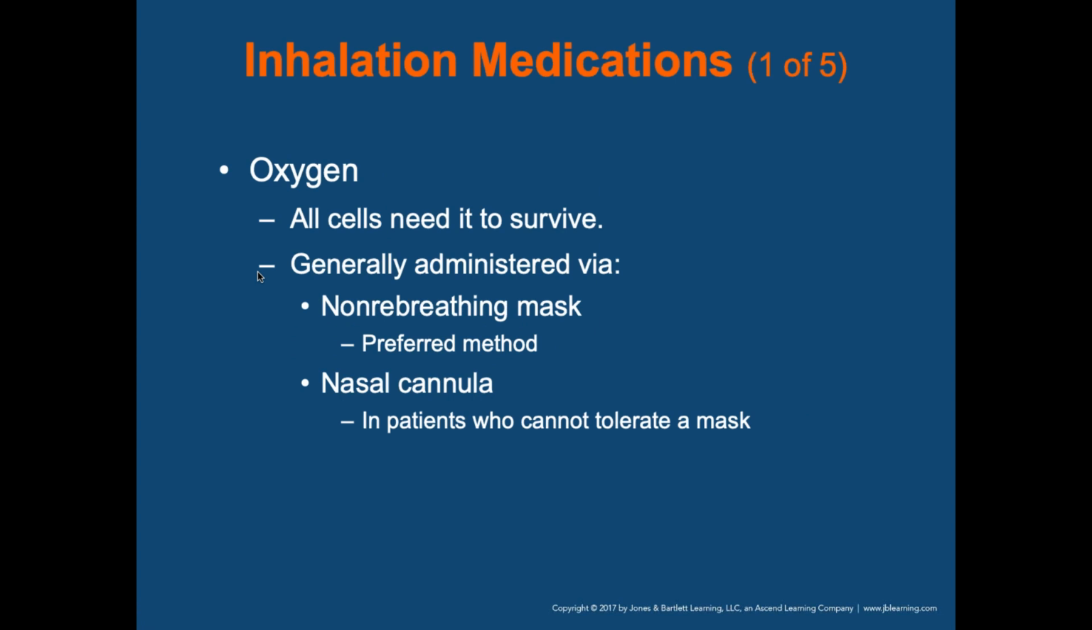All right, inhalation medications like oxygen. All cells need it to survive. Remember, I mentioned before, the body needs three things to survive or else it will die: oxygen, blood, and sugar. Remove any one of those three, and the patient dies. Oxygen is generally administered via a non-rebreather mask, which is the preferred method, or a nasal cannula in patients who cannot tolerate a mask. When we get more into airway management, we're going to talk about when we should be using non-rebreather masks versus nasal cannulas.